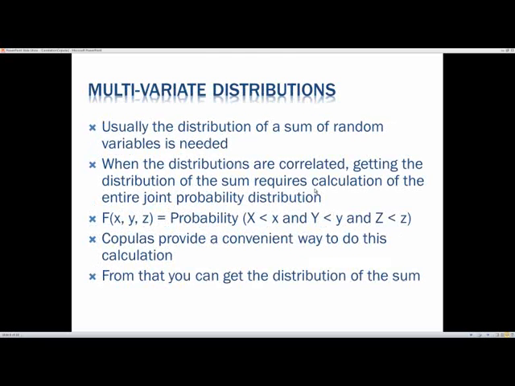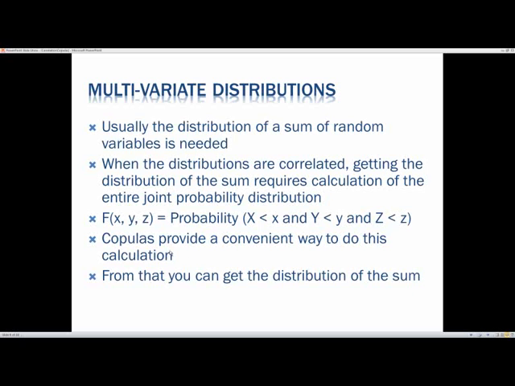Another thing that you can do is building multivariate distributions, and this is kind of an important feature of copulas. Usually the distribution of a sum of random variables is needed. When distributions are correlated, getting the sum requires the calculation of the entire joint probability. So that's what we're here for.